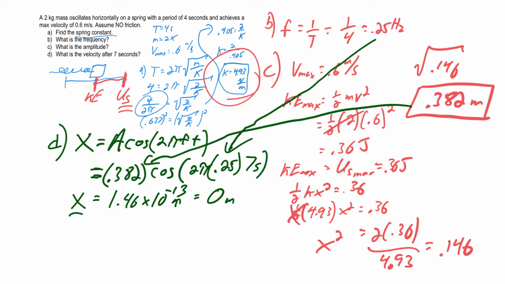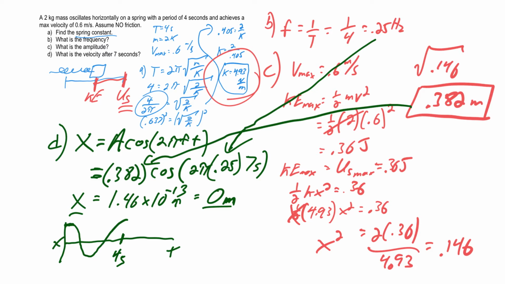So let's just take a step back. Why is it saying 0 meters? Well, notice our period was 4 seconds, right? I'm just going to draw the graph of this. If this was x versus time, so this is our x position, we start here at the amplitude, at the max, and our graph's basically going to look like this. So notice here, we said the period was 4 seconds. So this is when it repeats right here at 4 seconds.